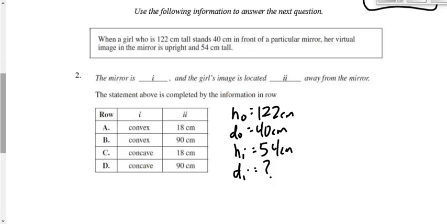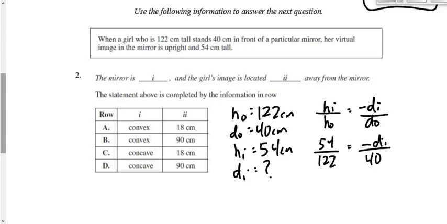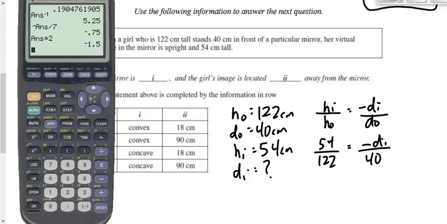HI over HO equals negative DI over DO? Sure. Let's try to solve for DI that way. If it doesn't work for us, then that's okay. We'll just try the other equation. HI over HO equals negative DI over DO. HI is 54 divided by 122 equals negative DI over 40. Okay, let's calculate that now.